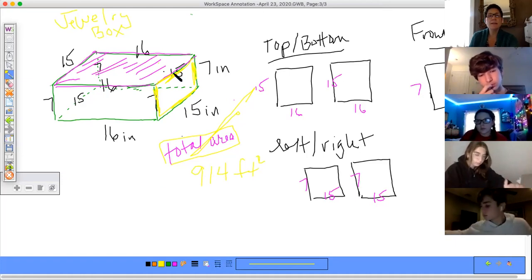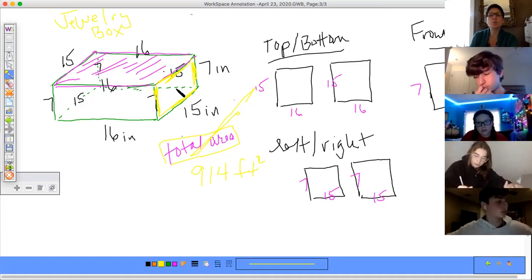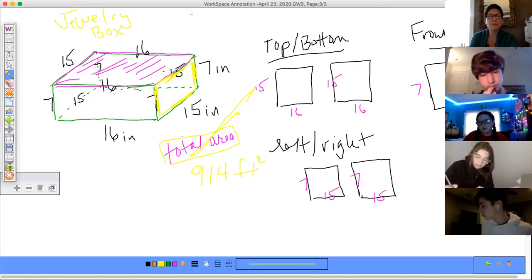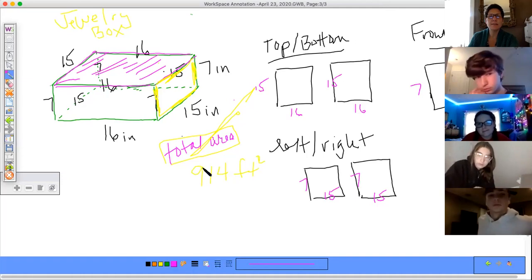Okay. So as Sammy is redoing her math, let's say that this is a jewelry box. Was it 914? Yeah, you should have 914 square feet. I'll put it in a different color because the yellow is pretty light, isn't it? It's hard to see.